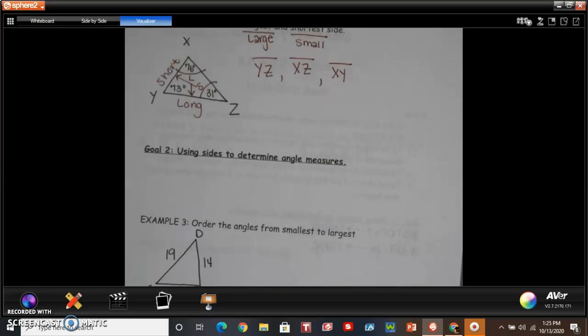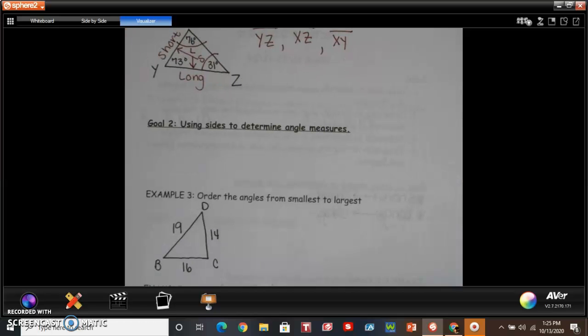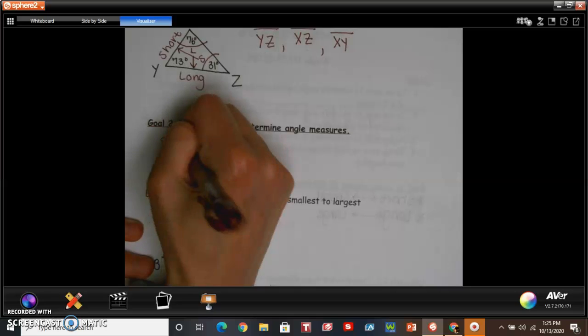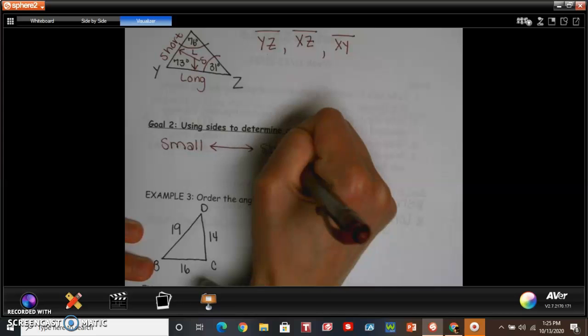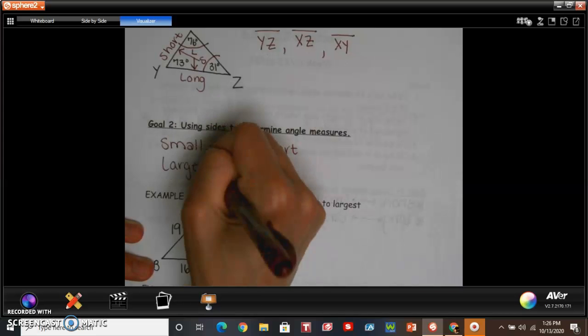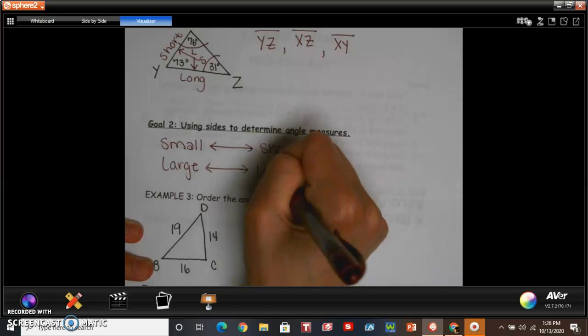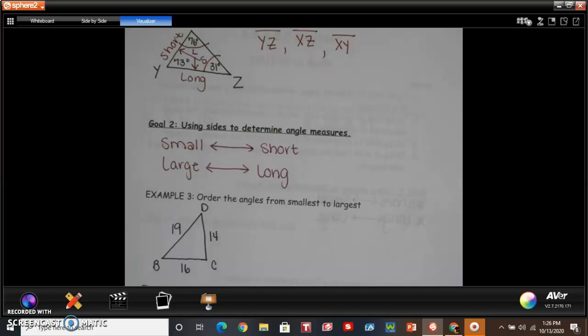All right, now using sides to determine angle measures. Guess what? Your smallest angle is going to be across from your shortest side. And your largest angle is going to be across from your longest side. Oh my goodness! Who would have ever thunk it?